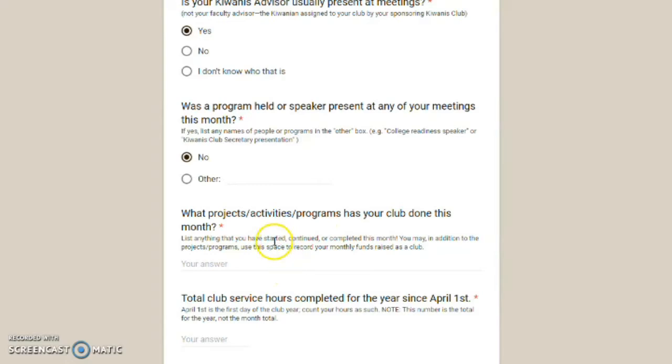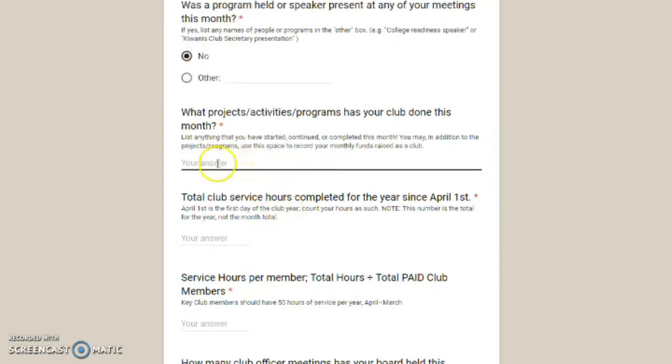So if a district officer came, like your LTG, and spoke at your meeting, you could put them down as a speaker. There are multiple things, and it's very easy. You just have to ask around. So this is the question that can be kind of hard. This is a very useful question, I believe.